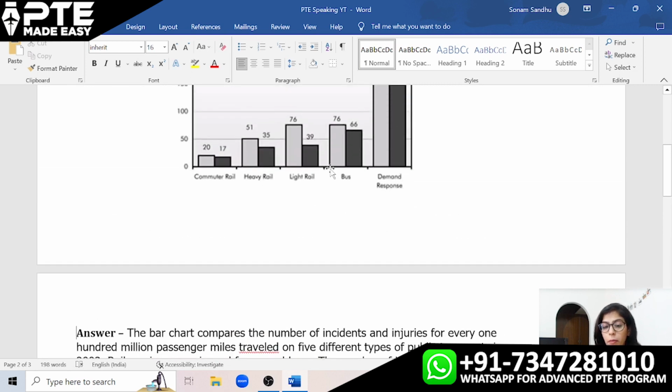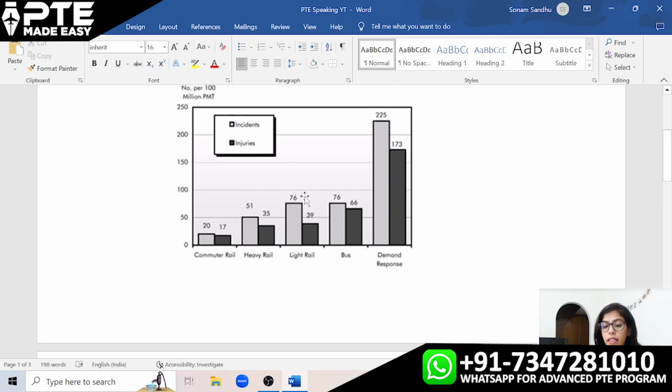So on bus and light rail, when we are talking about incidents, the number of incidents on bus and light rail was totally the same. However, the number of injuries was different. It was 39 for light rail and it was 66 for bus.